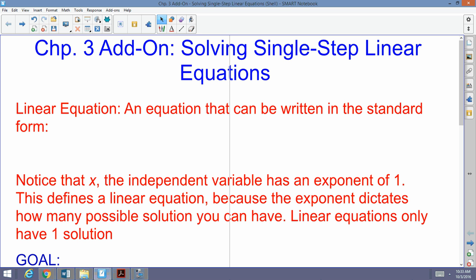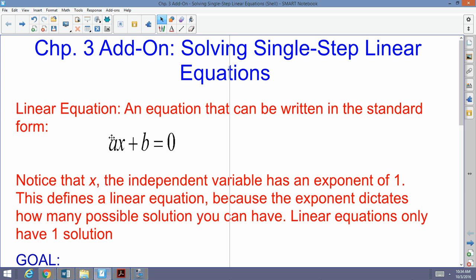So we're going to learn today how to solve just straight up single-step equations, okay? We'll worry about 2-step and multi-step in 3-1. But I want to focus in on 1-step equations today, so it should be nice and easy. First of all, a linear equation, okay? A linear equation is an equation that can be written in the standard form of ax plus b.